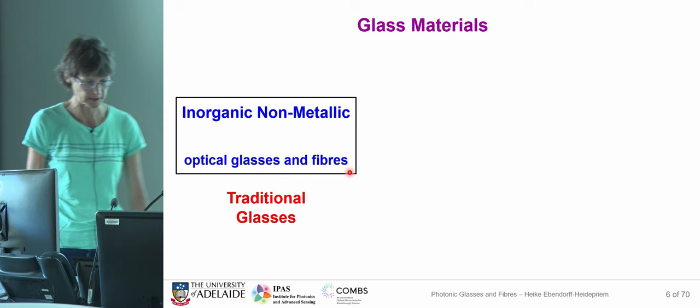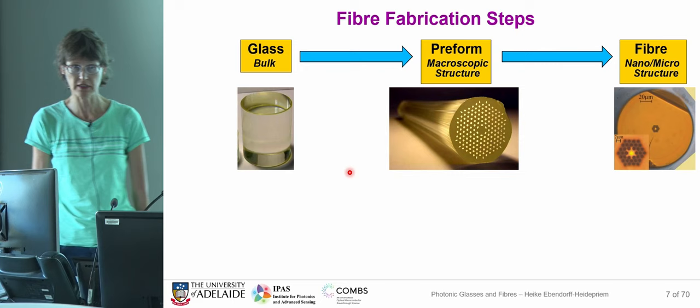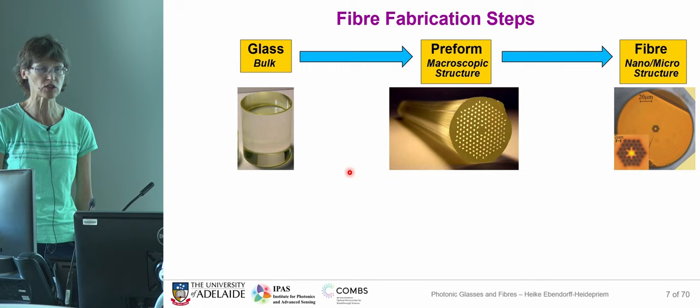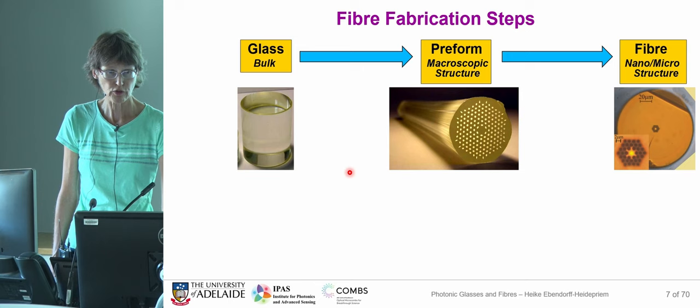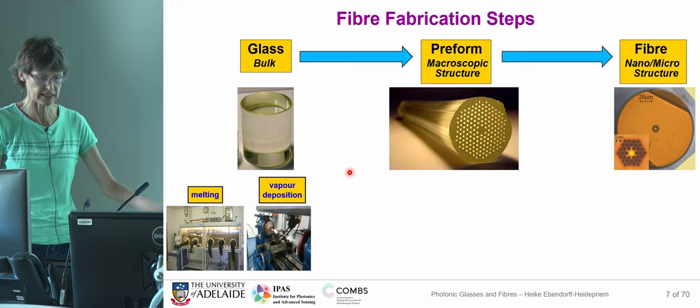Before going further into the glass science, a few slides on the fiber fabrication steps. It's always three steps. First, making the glass, then turning the glass into a preform which has the structure on a millimeter scale, so macroscopic structure, and then drawing this preform to fiber. For making the glass, there are two main fabrication technologies. One is the melting, and the other is the chemical vapor deposition. I will talk about this later on.